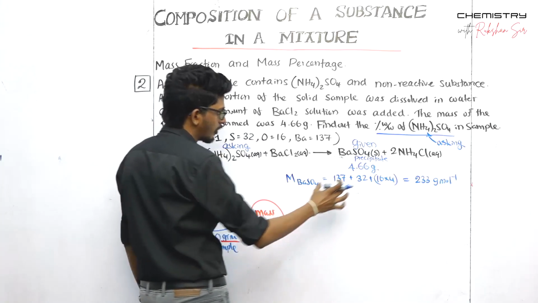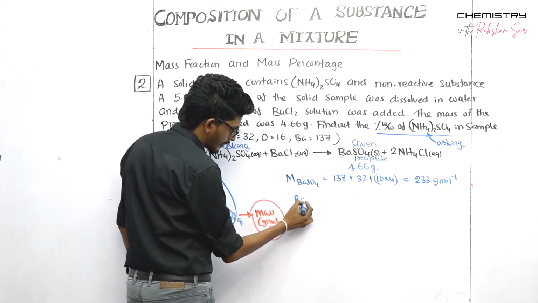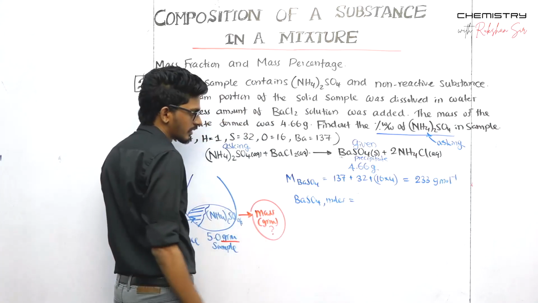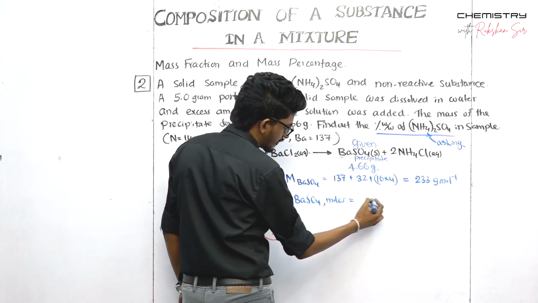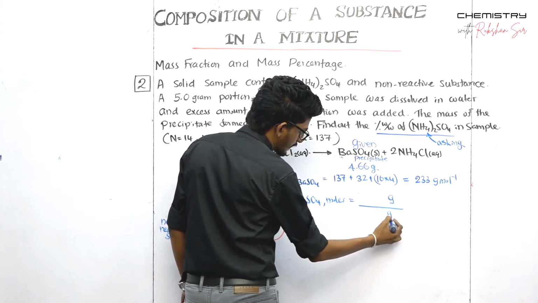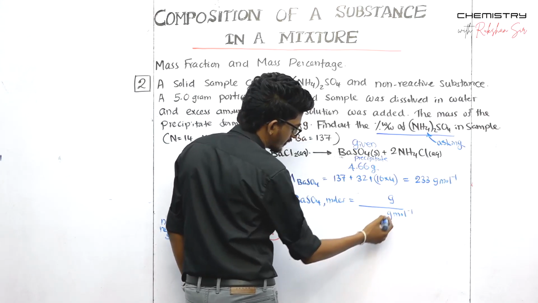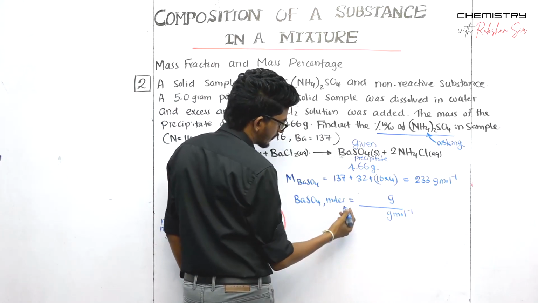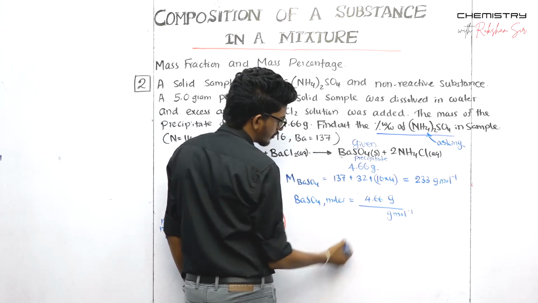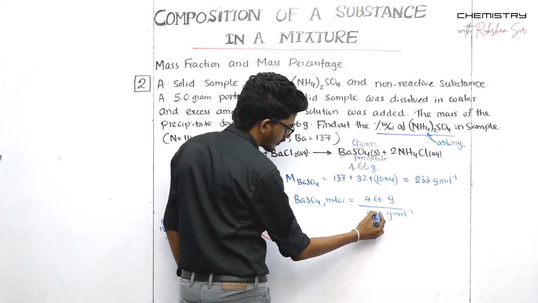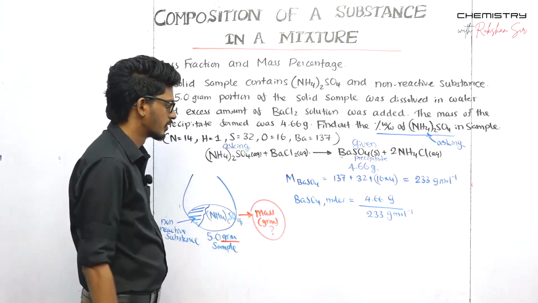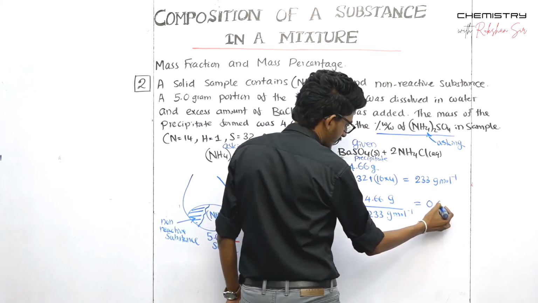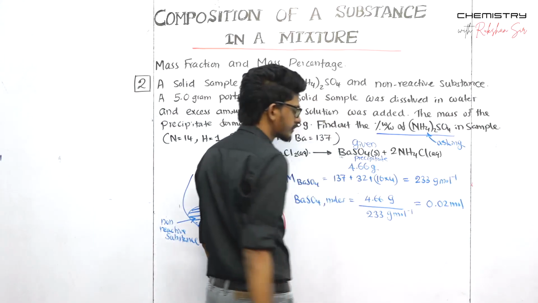With use of that, we can compute the moles of barium sulfate. So the barium sulfate moles would be equal to the g value divided by the g mol^-1 value, then the grams will cancel off and you will come up with a number in terms of moles. So the g value is 4.66, divided by the g mol^-1 value, which is 233. So actually this number is equal to 0.02.